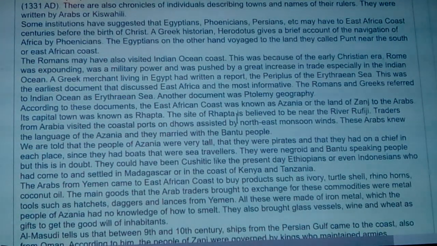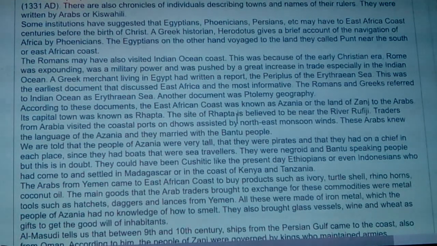The Romans may have also visited the Indian Ocean coast. This was because of the early Christian era. Rome was expanding, was a military power and was pushed by a great increase in trade, especially in the Indian Ocean. I wonder if we're going to talk about the rest of the Indian Ocean instead of just the African coast.